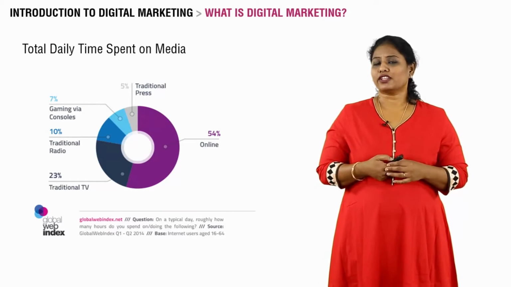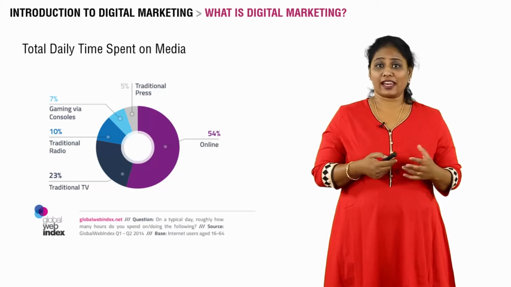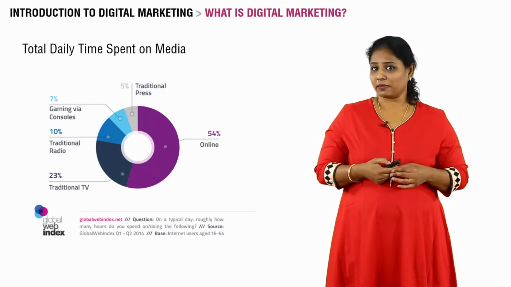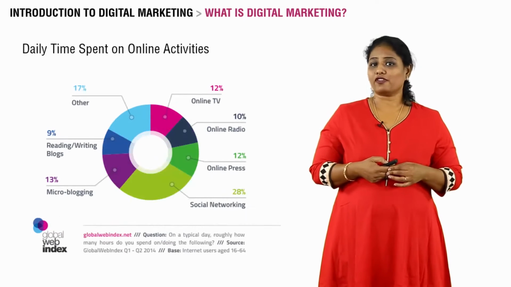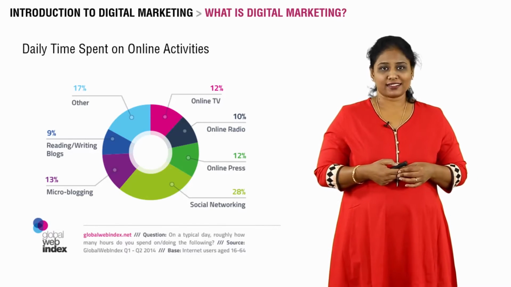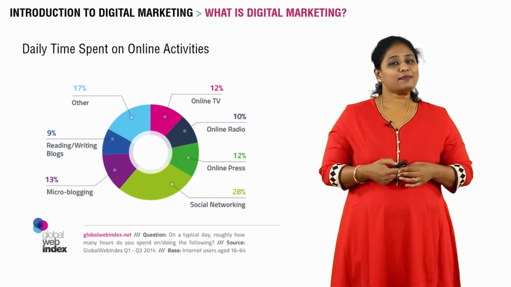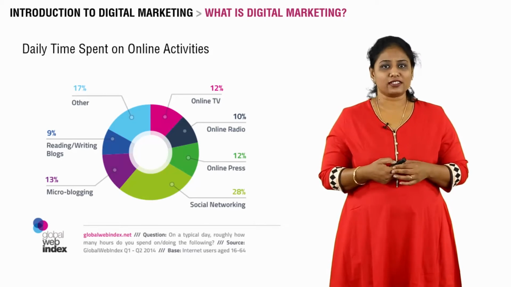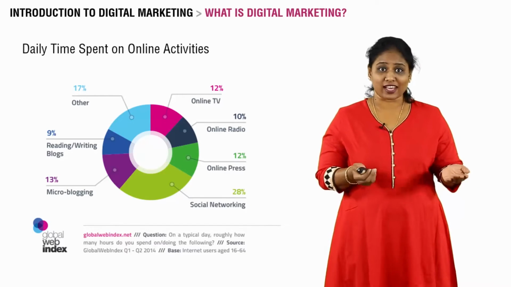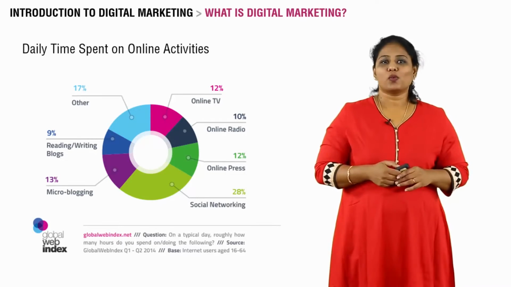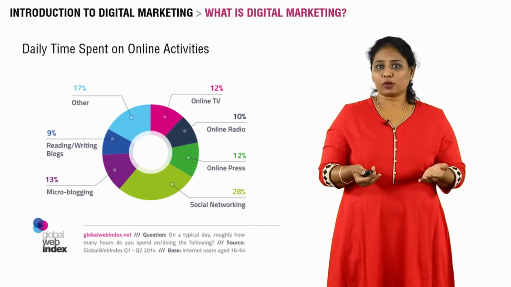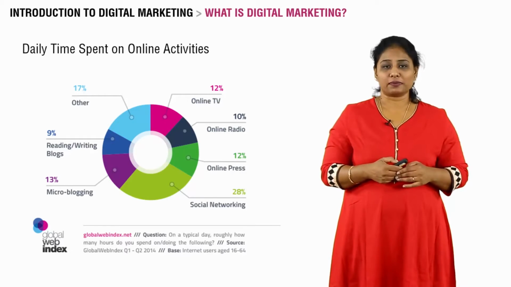You will be surprised to know that of the total time spent on media, electronic media or otherwise, 54% of the time is spent on online media. Of the 54% that people spend on online media, 28% is social marketing, which is in most cases Facebook. 13% is microblogging, which again is about Twitter. And the rest of the activities are a mix of updating blogs, reading news, watching TV online, and other activities. What does this translate to? When people are spending so much time on a media, there is huge opportunity for you to reach out to them during that time.